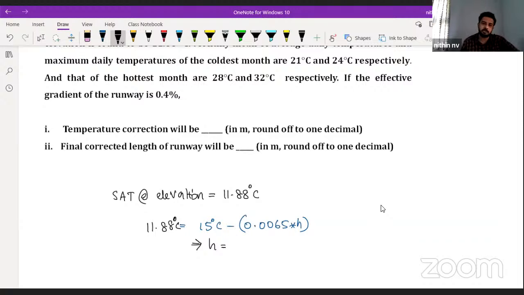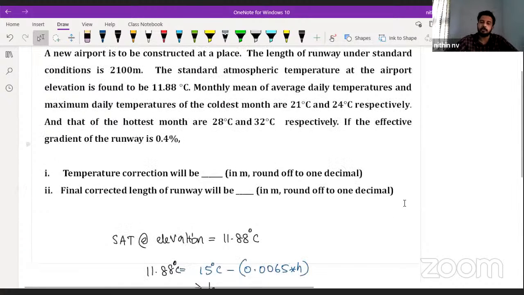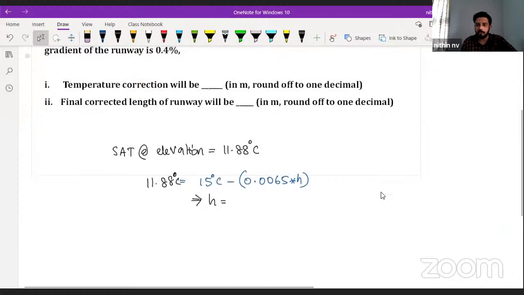This is what I wanted to discuss. It can be a tricky question like this. Are you following me, guys? Instead of giving you the elevation, they can give the data like this. Please comment yes or no, everyone. Yes, very good. So you are going to get 480 meters as the elevation.